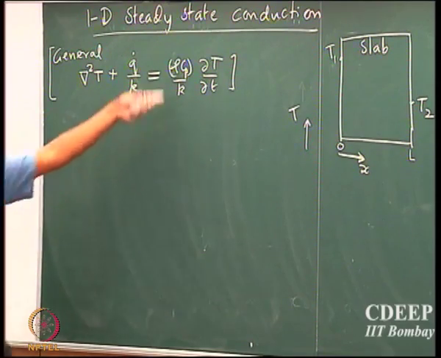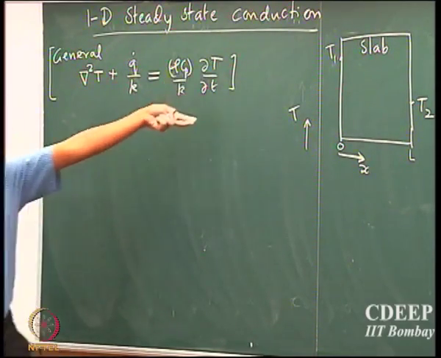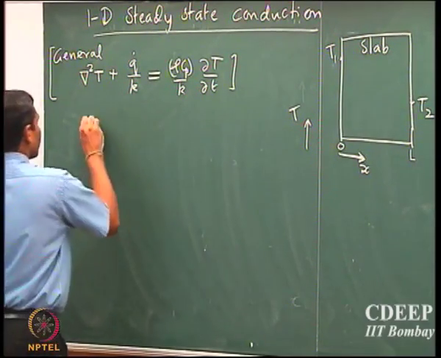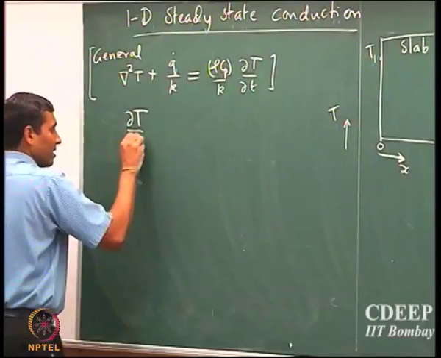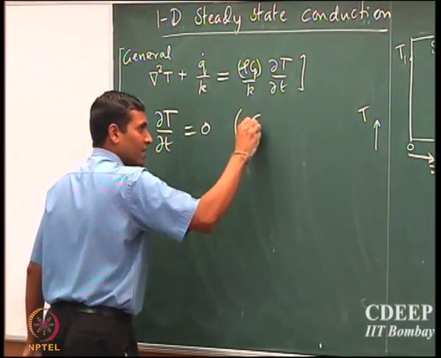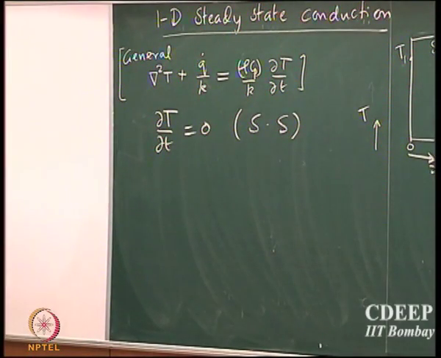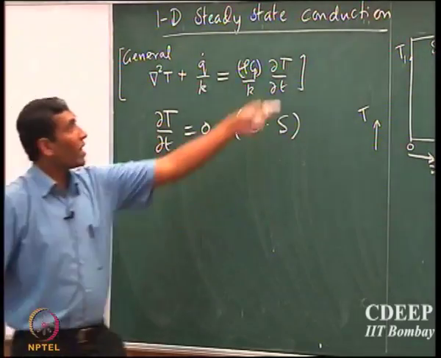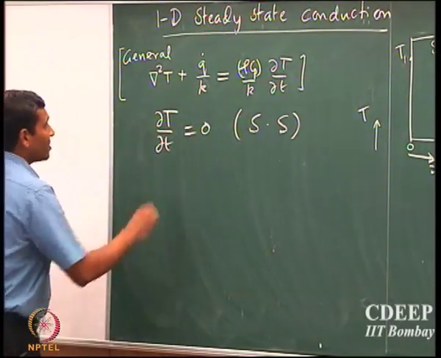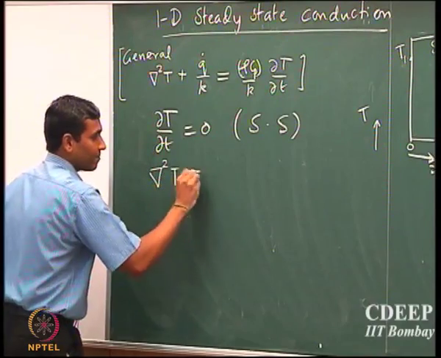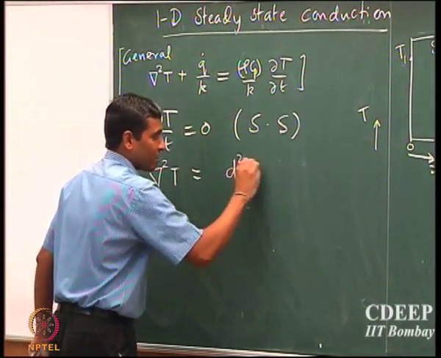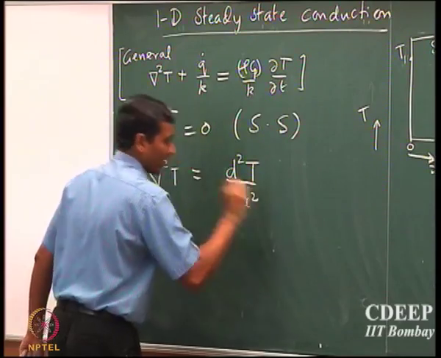So we said that it's a steady state system, so the time derivative goes to 0. So dT by dt is 0 because it's a steady state system. We are considering a steady state problem. And then we said it is a one dimensional system, which means that the Laplacian is simply in the x direction, d square T by dx square.